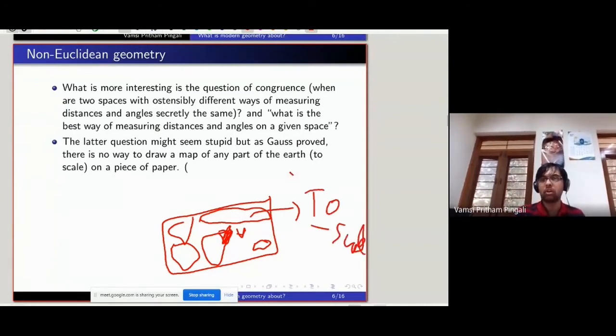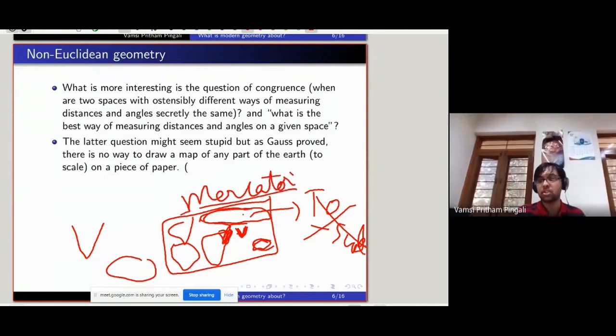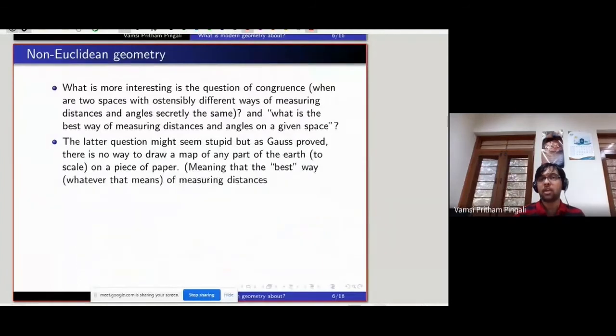This is not to scale. Meaning, it might appear that India is a very small country, but in reality India is a very large country. Likewise, Australia is huge. Russia is big, but not as big as one sees in these maps, okay? So you commonly see these maps drawn in the Mercator projection, and that distorts distances, right? But this is the best you can do. You have to distort distances because Gauss proved that there is no way to draw a map that does not distort distances, okay?